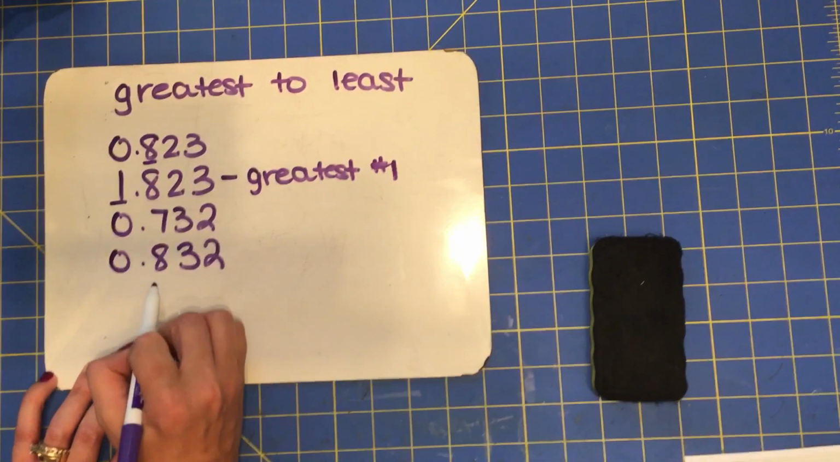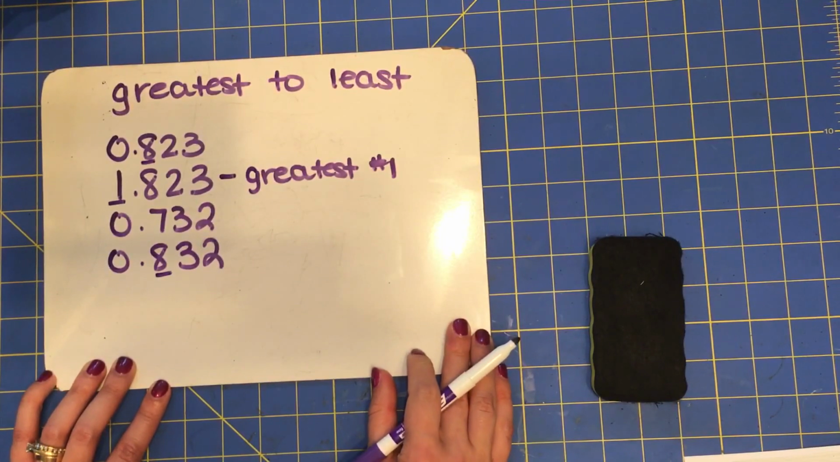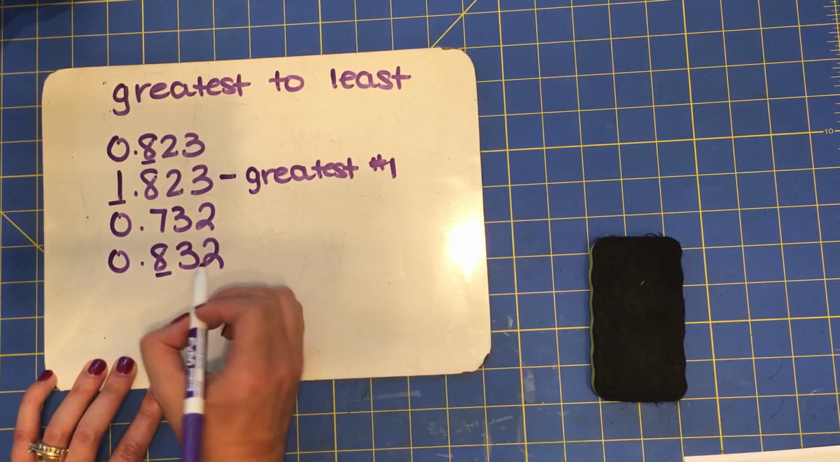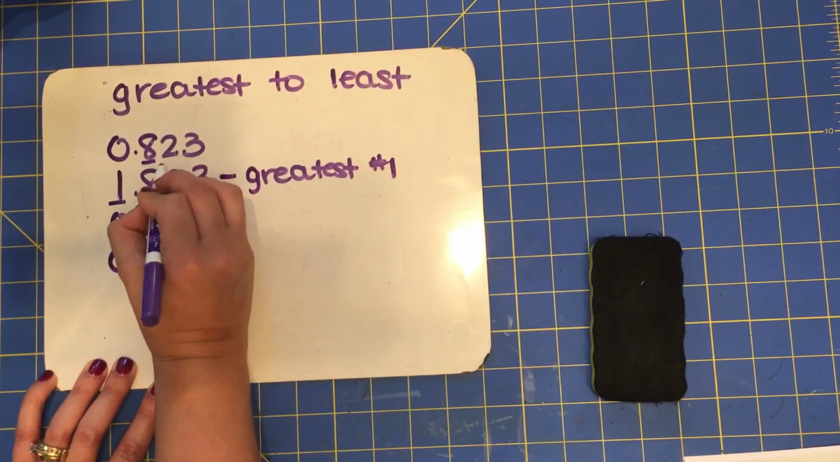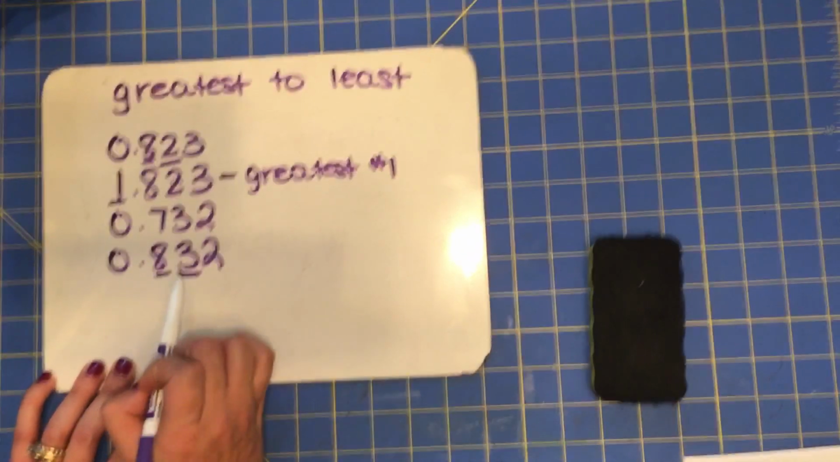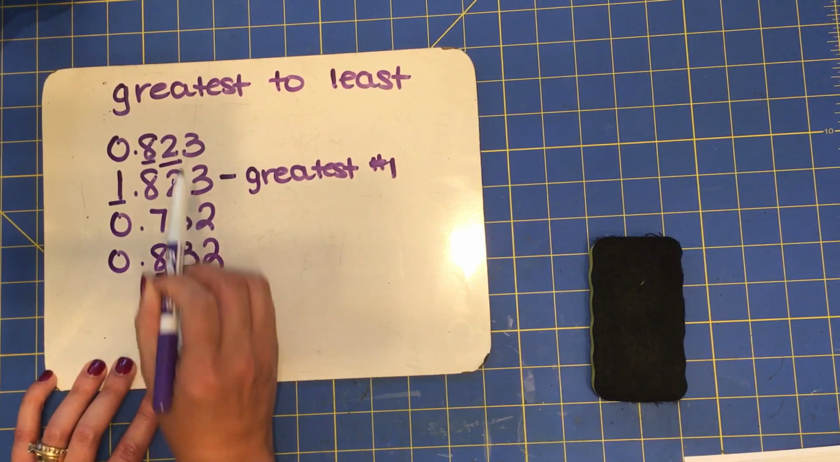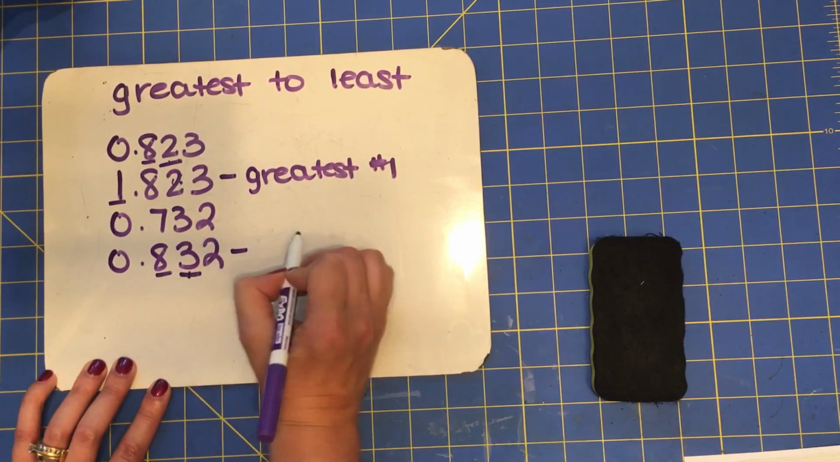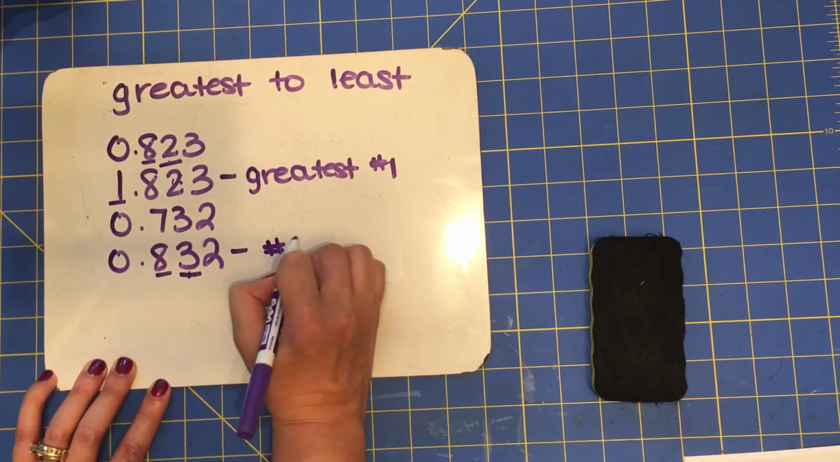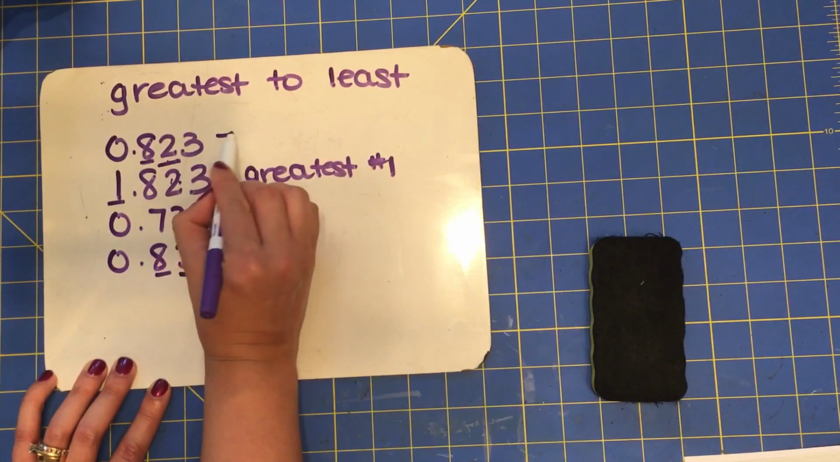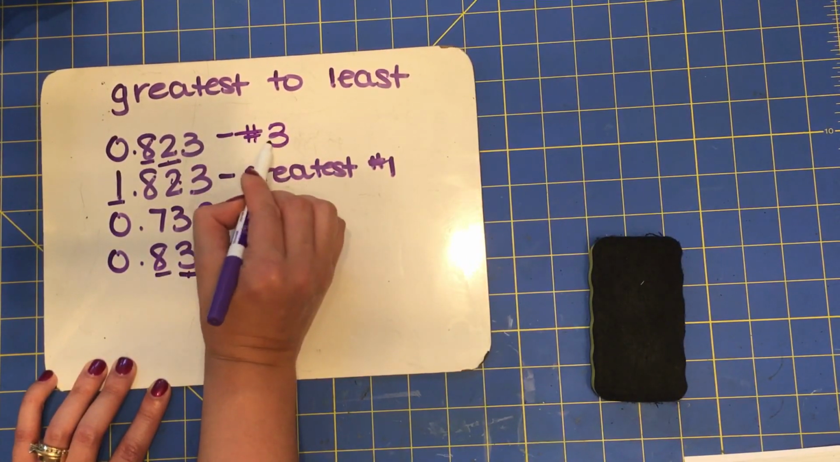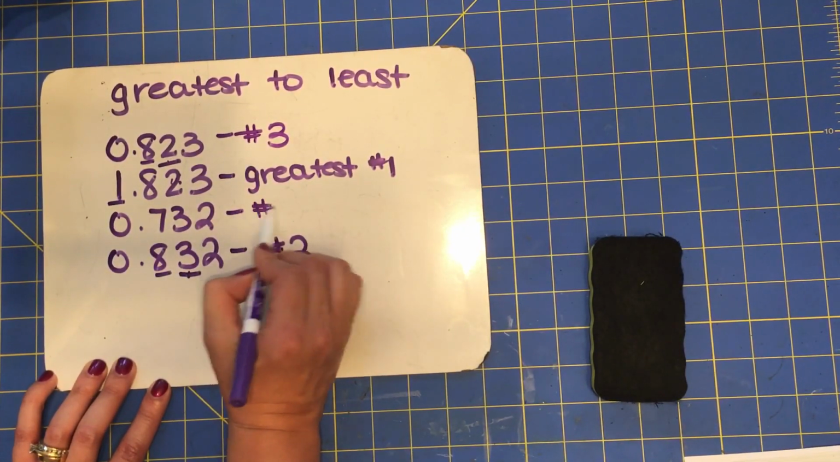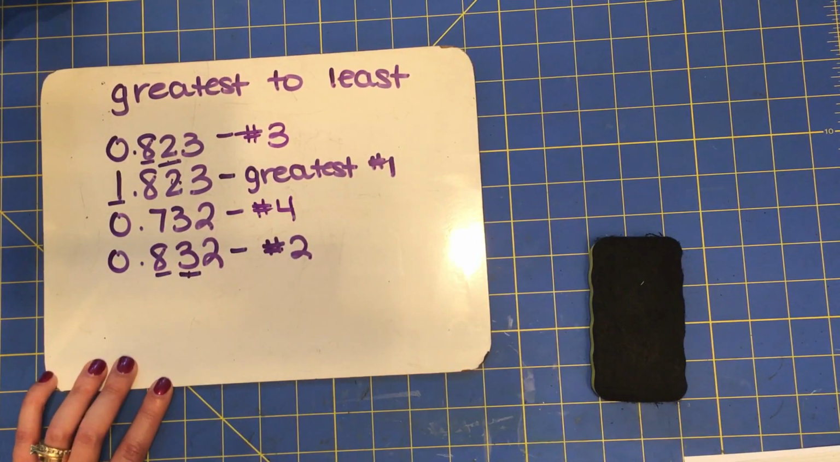So I go to the tenths place. Well, 8 is the greatest number there, and there's 2 numbers with that digit in the tenths place. So I have to go to the hundredths place. And when I do that, this has a 3, and this has a 2. And 3 is greater than 2, so this is going to be second on my list. This will be third, and then automatically this is number 4. This is my least number.